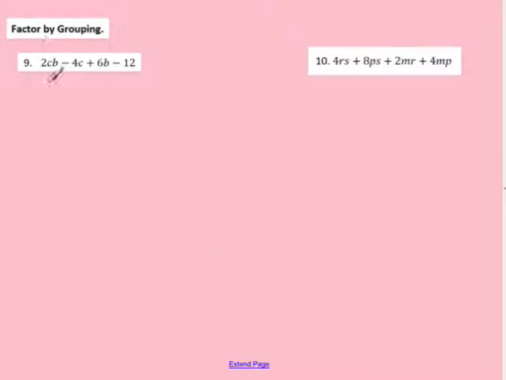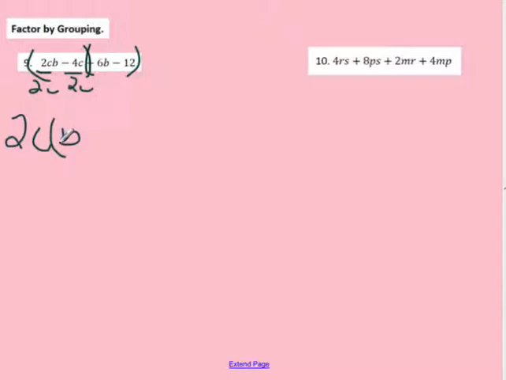So for number 9, we're going to make our two groups. So between 2 and 4, I can divide out a 2. And then you can also take c to the first out of each, since there's a c in each term. So what I'm doing is I'm dividing everything in this first group by 2c. Well, 2 over 2 cancels, c over c cancels, and I'm just left with b.